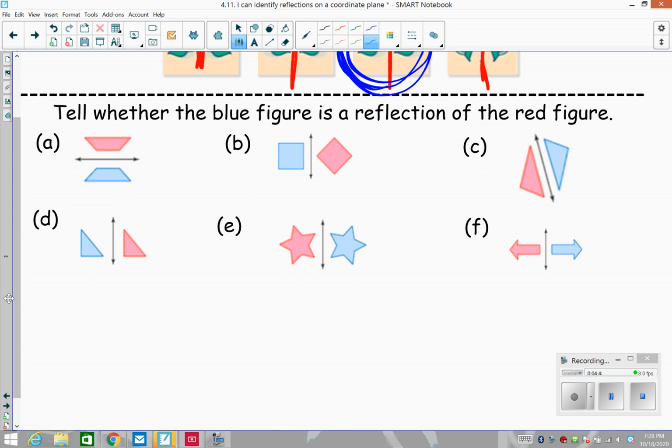All right. Tell whether the blue figure is a reflection of the red figure. So we're going to go through A through F. I'd like you to pause the video and you simply just need to say yes or no. The beauty of this lesson is you don't have to show a lot of work. So that's super exciting for many of you.